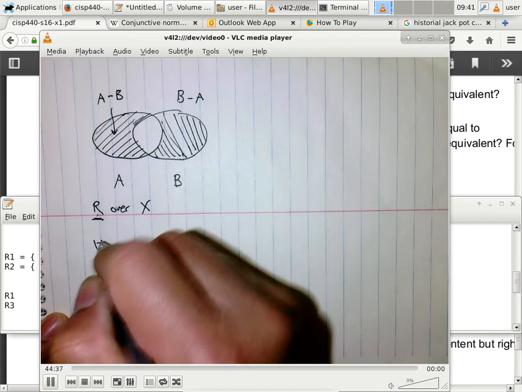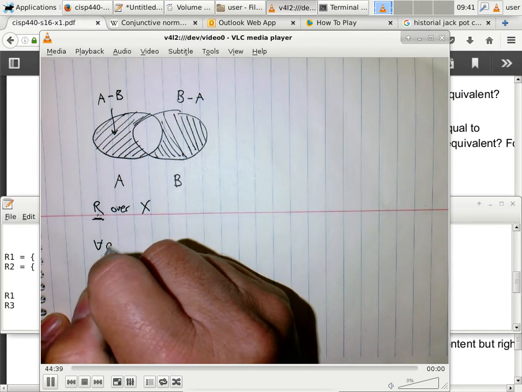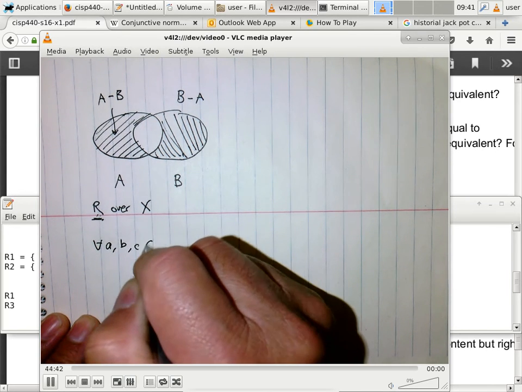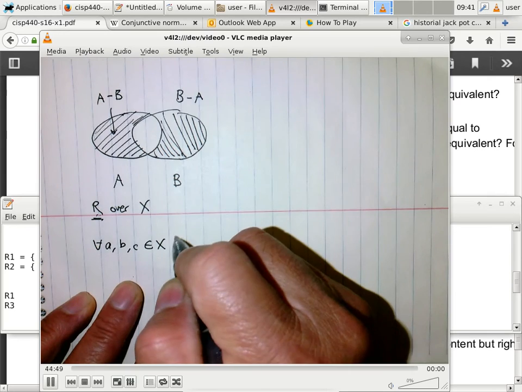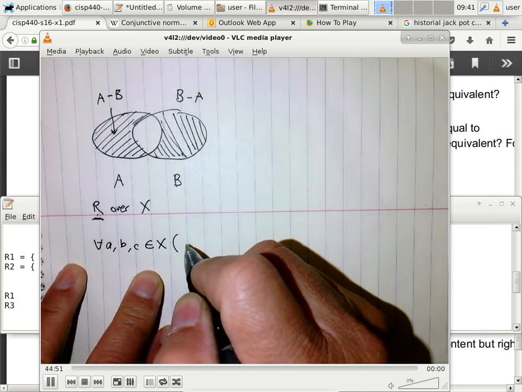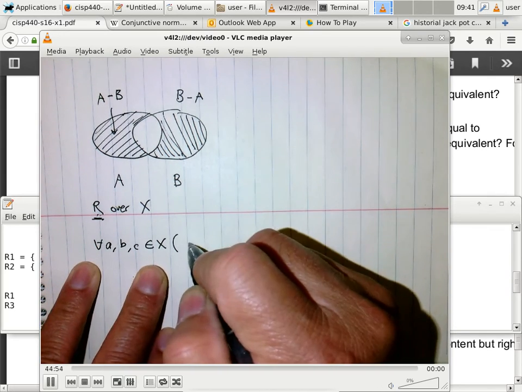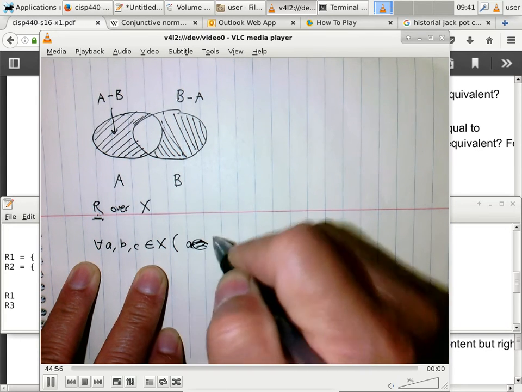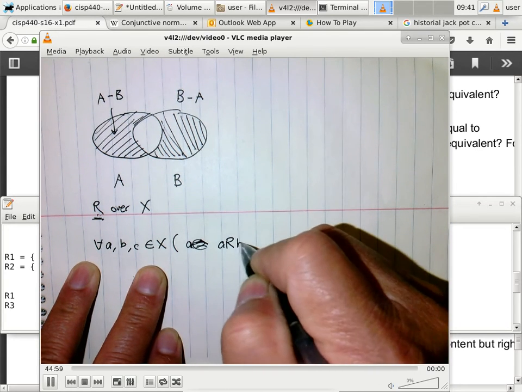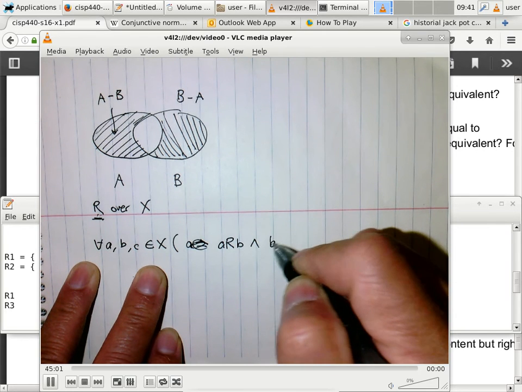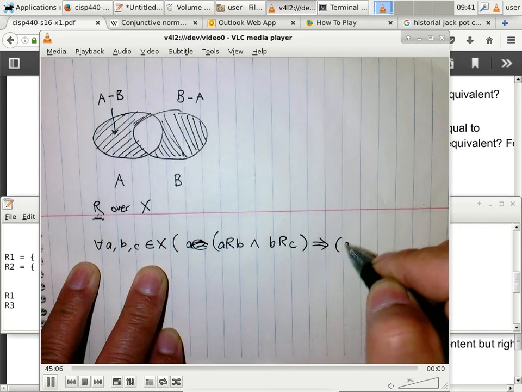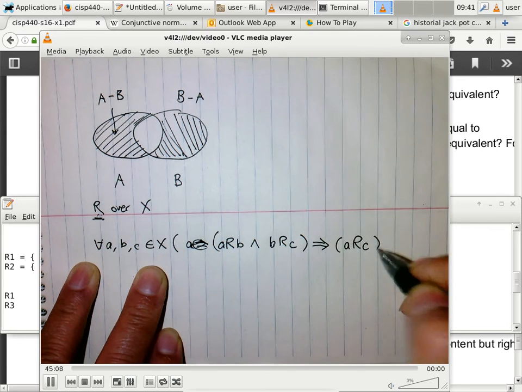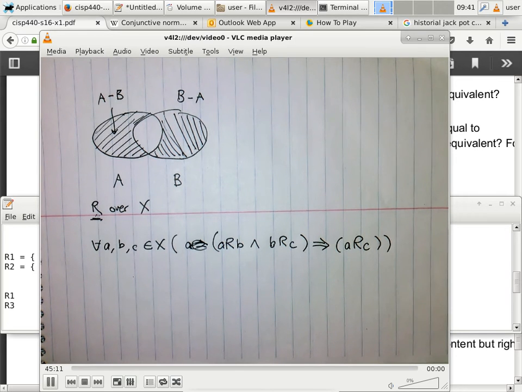So I'm going to use a shorthand here. I'm just going to use a shorthand of A, B, C are all elements of X. So instead of separating each element, I'm combining all of these. So this part has to be true. What needs to be true is A R B and B R C has to imply A R C. This is the definition of something being transitive.